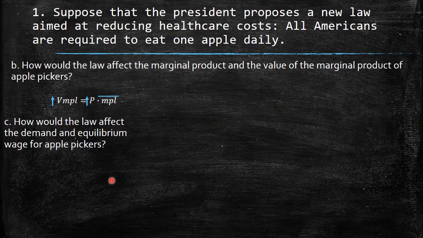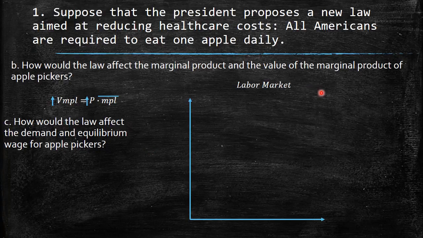How would the law affect the demand and equilibrium wage for apple pickers? Before, we had a look at the apple market, and now we are in the labor market. Here the axes are different, because instead of price, as in the apple market, we have the wage, which is the price of work, and L, which is the labor measured as the quantity of workers. Usually L is a number like 1, 2, 3, 4, 5. It cannot be decimals, right?